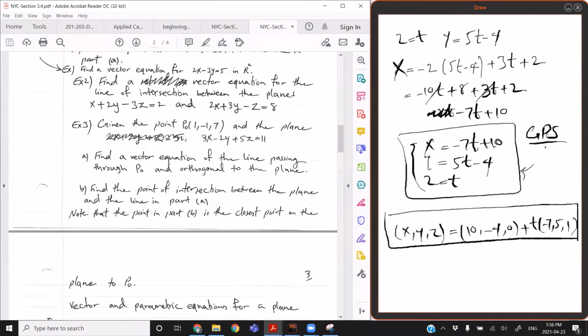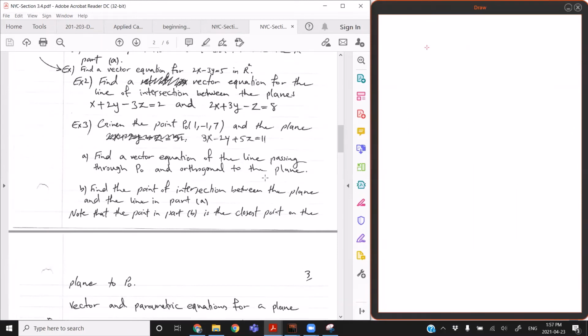Next example. Given this point and this plane, you have a point P0 at 1, negative 1, 7, and a plane 3x minus 2y plus 5z equals 11. We want to find a vector equation of the line that passes through the point P0 and is orthogonal to the plane. So this is the situation.